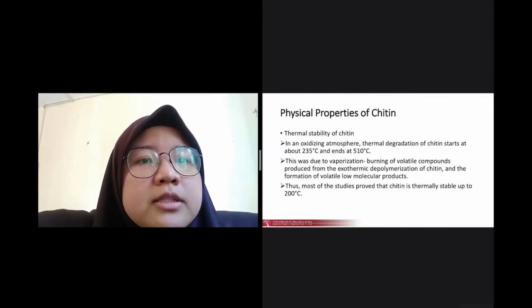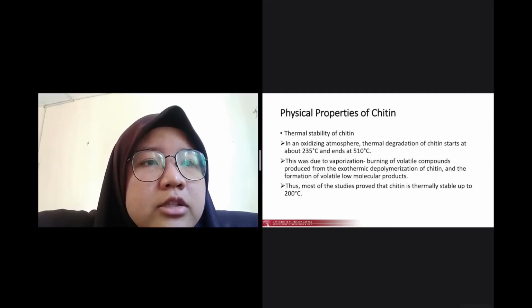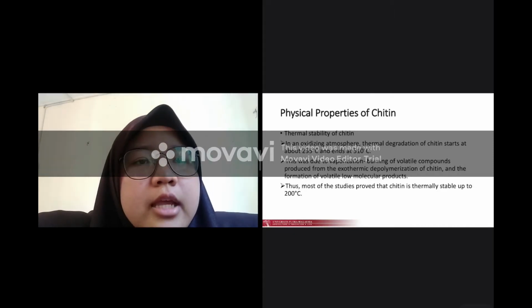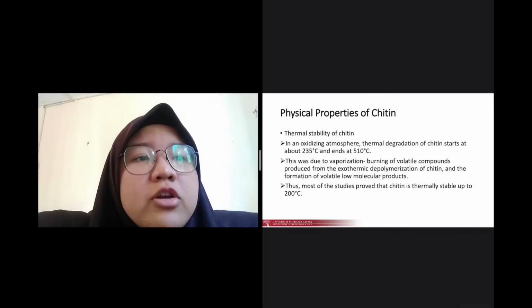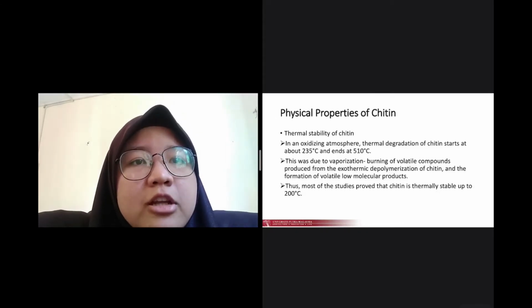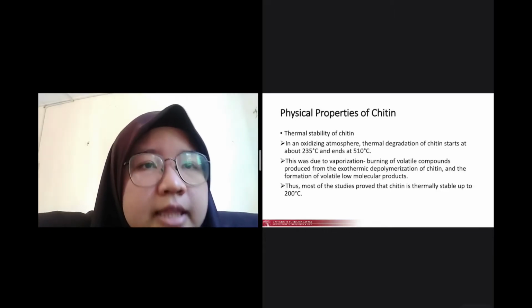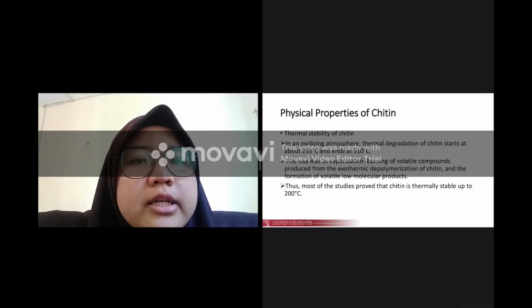The thermal stability of chitin. In an oxidizing atmosphere, thermal degradation of chitin starts at about 235 degrees Celsius and ends at 510 degrees Celsius. This was due to vaporization burning of volatile compounds produced from the isothermic depolymerization of chitin and the formation of volatile low molecular product. Thus, most studies prove that chitin is thermally stable up to 200 degrees Celsius.